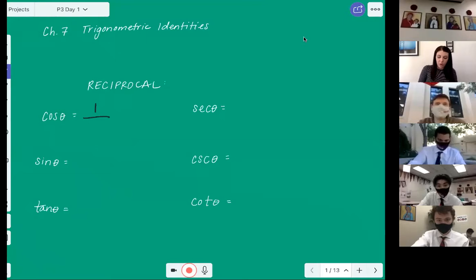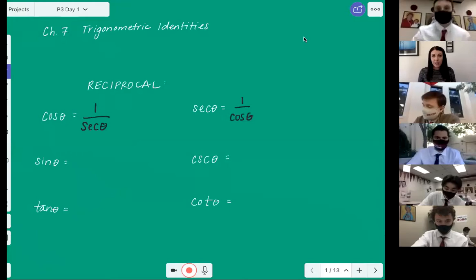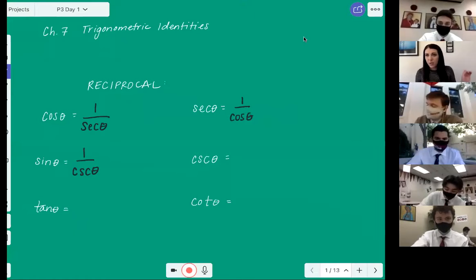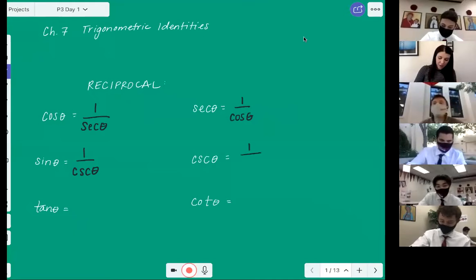So cosine of theta is the same as 1 over secant of theta. Again, there needs to be thetas on all of these. If you just write cos or sec, that's wrong. And secant is therefore 1 over cosine of theta. Sine is 1 over cosecant of theta. Several of you are messing these up. Some of you think cosine goes with cosecant and sine goes with secant. That would be nice if the S went with the S, but it does not. Cosine goes with secant, sine goes with cosecant.